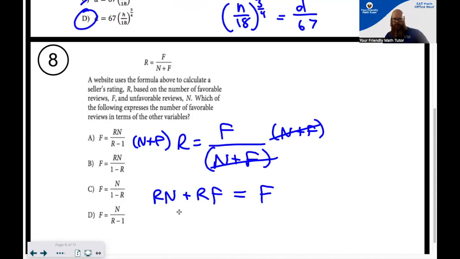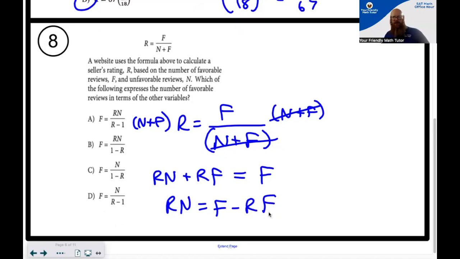So what I'm going to do is bring this RF over to this side. RN does not have an F in it, so I want that to be on one side. And then this RF, if I bring it over, I'm going to have to subtract like that.